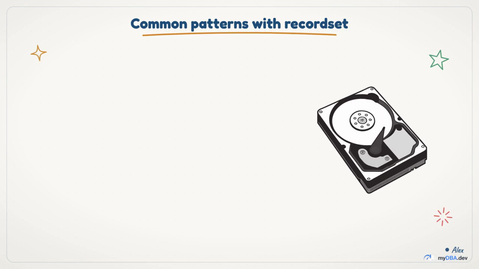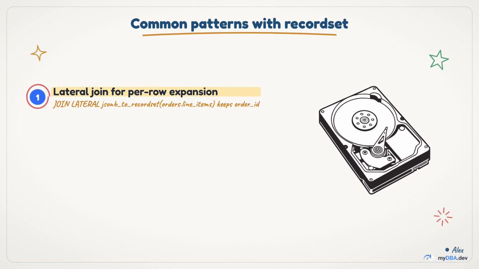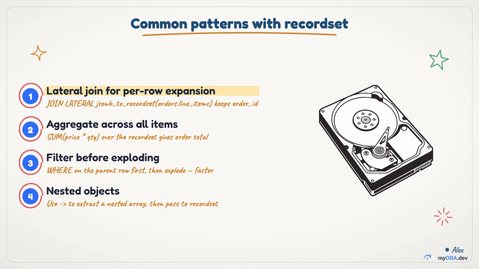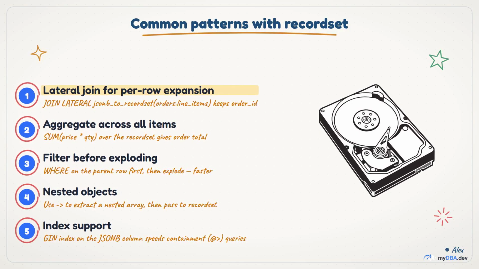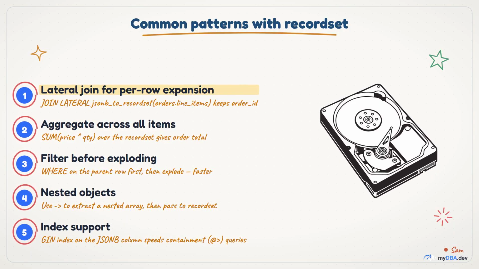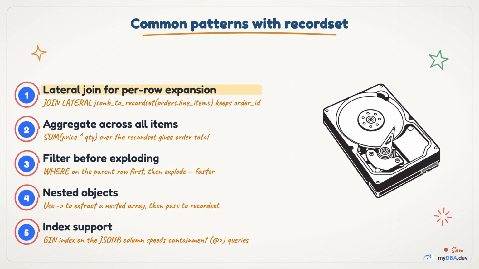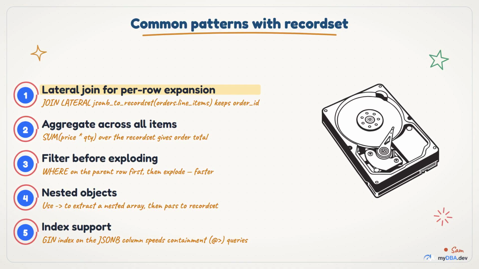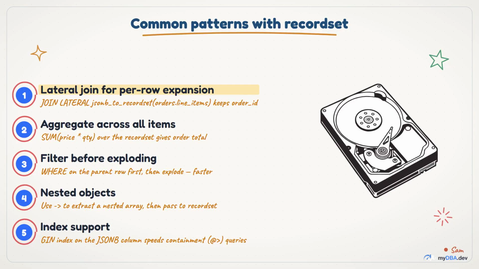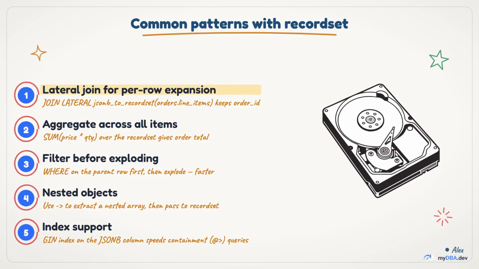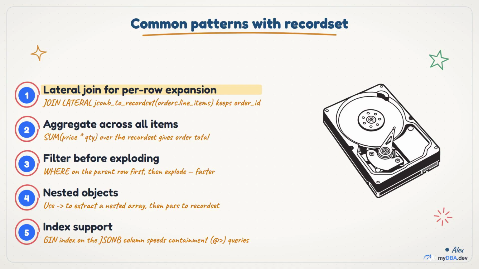A few patterns show up all the time. First, if you want to keep the parent row's ID alongside the exploded items, use a lateral join. That way, each line item row carries the order ID with it. Second, you can aggregate across the record set, sum price times qty to get the order total, or count distinct sku to see how many unique products. Third, always filter the parent table first if you can. Exploding a million rows is expensive, so throw a WHERE order_date is greater than something before the lateral join. And if your JSONB is nested, say an order object with a line_items key, you'd use the single arrow operator to extract that nested array, then pass it to jsonb_to_recordset.